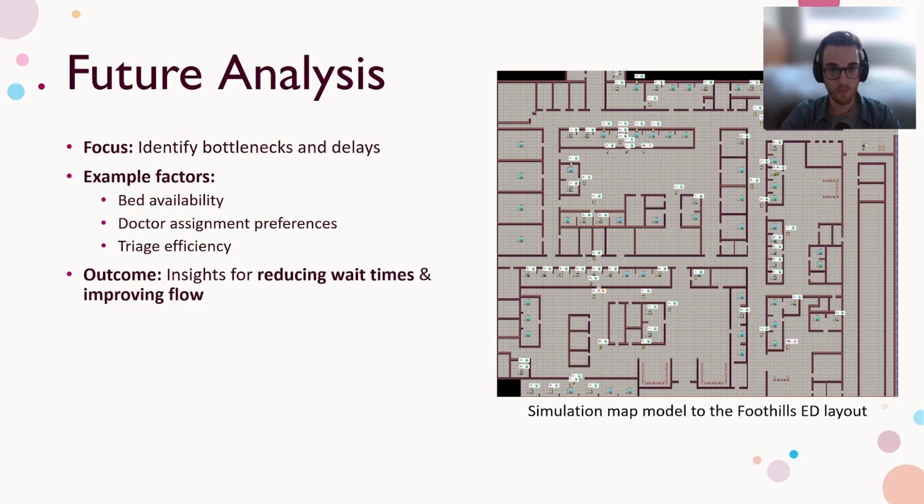We are still in the experimentation phase, but analysis will focus on identifying bottlenecks within the emergency department, points in the system where patients experience the longest delays. By pinpointing these areas, we can evaluate strategies to reduce wait times and improve overall patient flow. For instance, our results may highlight how factors such as bed availability, physician assignment preferences, or triage efficiency impact patient throughput. Even small adjustments in these areas could lead to significant improvements in service delivery.